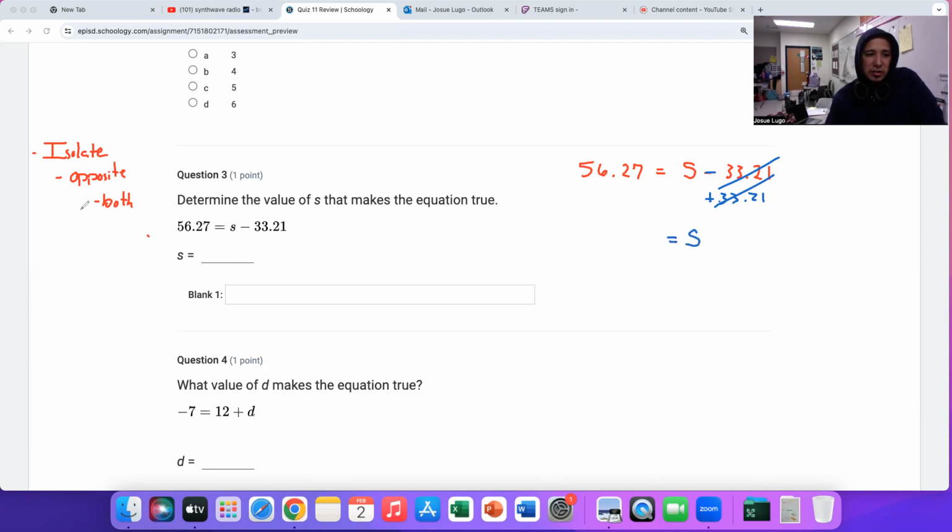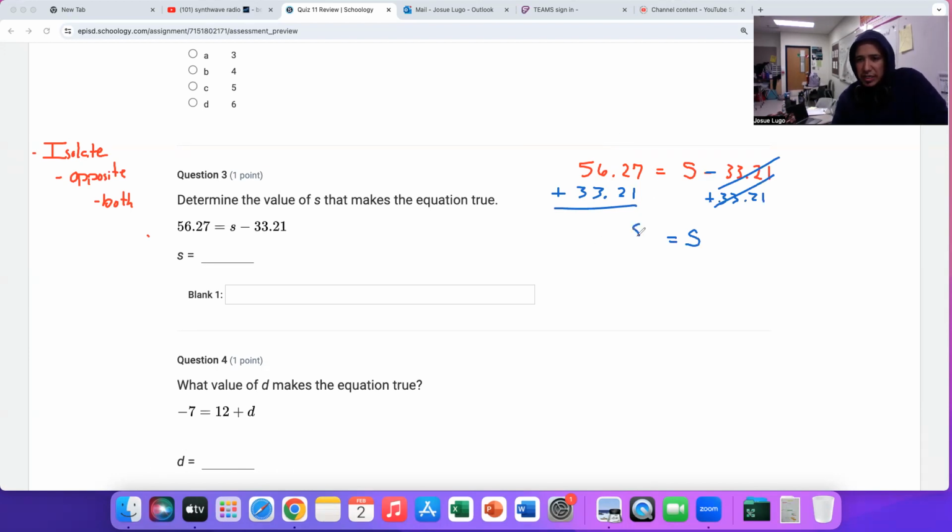However, remember that whatever you do to one side, you must do to the other. We must do it to both sides. In this case, why am I adding 33.21? Well, to isolate the variable. And you can do that as long as you do it to the other side as well. So let's go ahead and add this side plus 33.21. And by doing so, that's going to give me, remember, we line up the decimal.